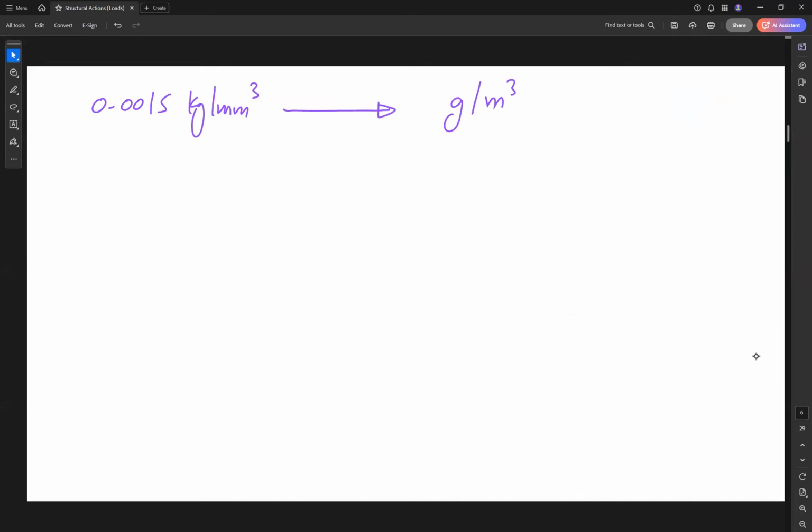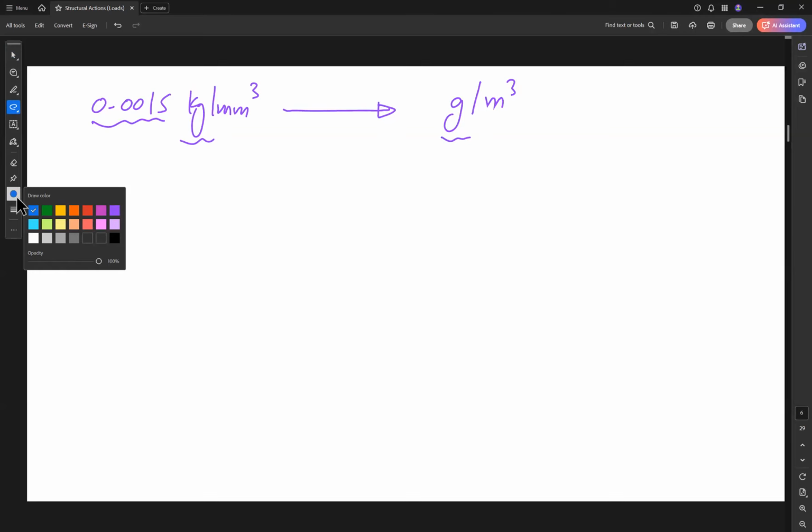Actually, this conversion was only to make the number look better because the number is too small. So just to make it look better. So how to convert from kilogram per cubed millimeter to gram per meter cubed. And this is not the live load. We are just revising the last week's lecture, and after that we will start the live load. Okay. So how to make this conversion, because we need to know more about conversion during our course.